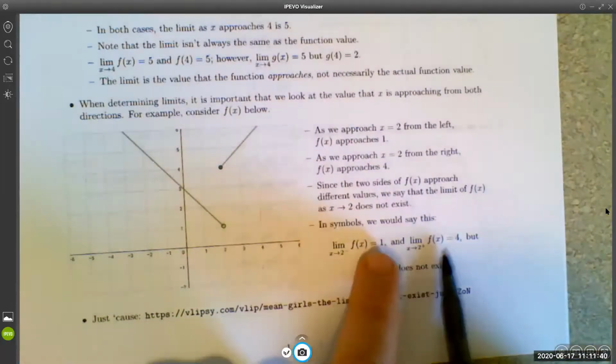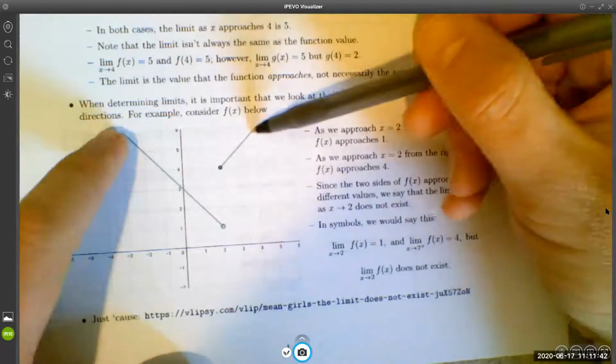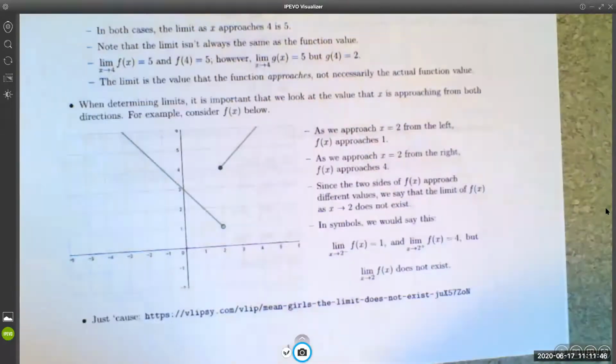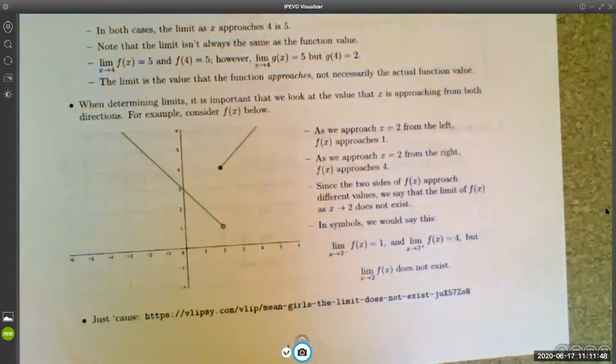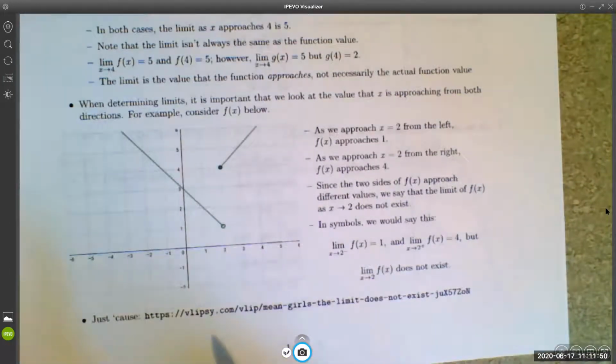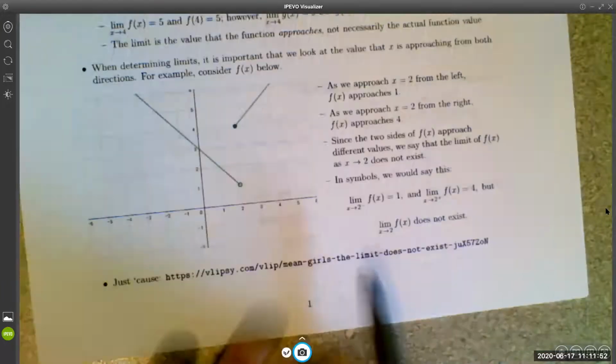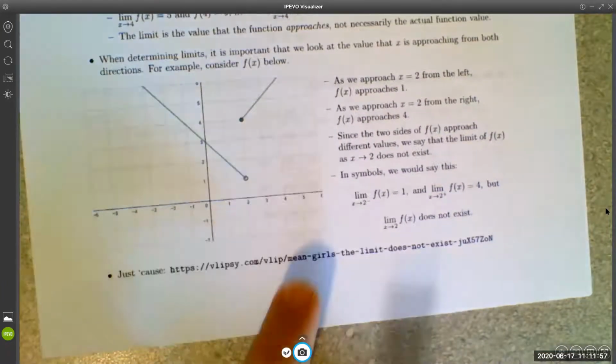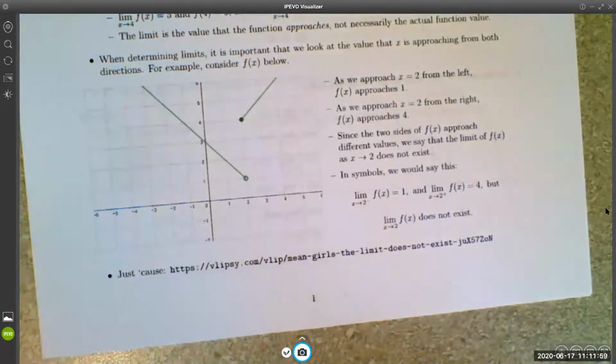Now, since we're approaching two different values as we approach from those directions, we say that the limit does not exist, okay? So sometimes the limit doesn't exist for certain functions, and this is one of them. And this is just a GIF of Lindsay Lohan in Mean Girls saying the limit does not exist, which if you haven't seen that movie, you should. It's a good one.